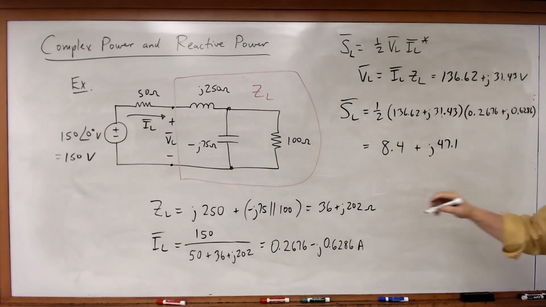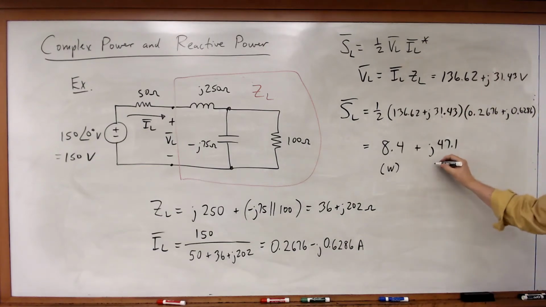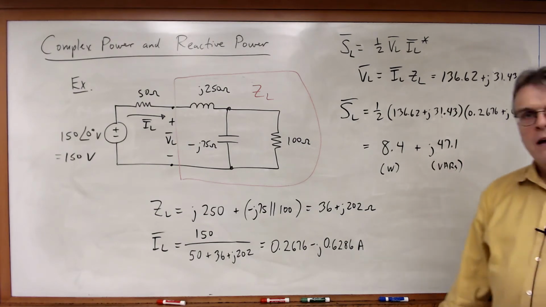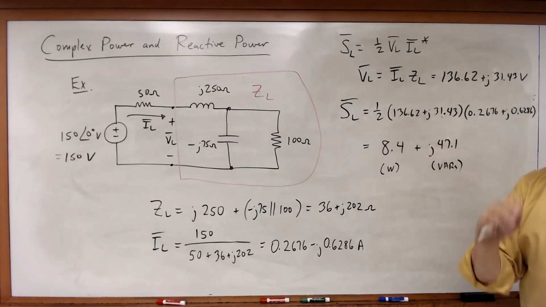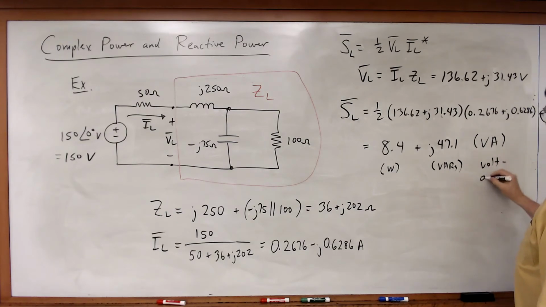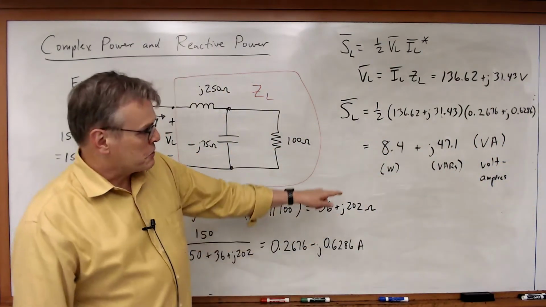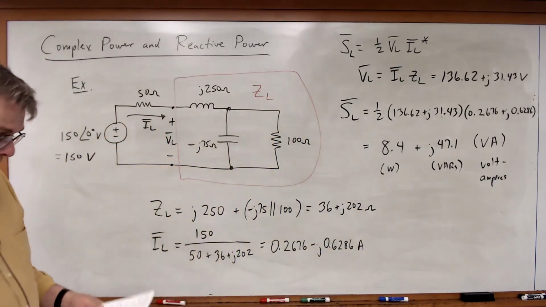Now, note the units. The real part has units of watts. The reactive part has units of VARs. Different units. I can't really combine those units together, so I give complex power a different set of units. I'm just going to call it volt amperes, VA. So when you write complex power as a complex number, you're going to use volt amperes, because what you're showing is it's combining both watts and VARs, both real and reactive power. All right.